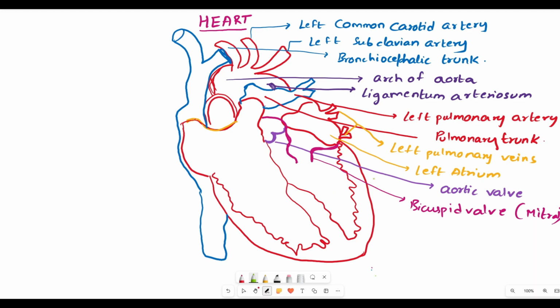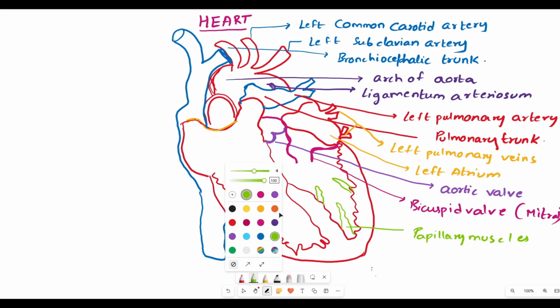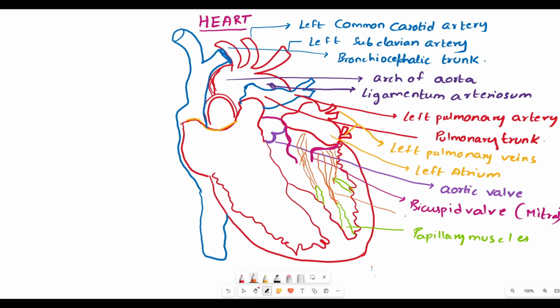At the below positions, we will be having some small muscles which will be looking like this. So these are called as the papillary muscles. And these papillary muscles will be again having some connections, these orange colored ones are called chordae tendinae. So this lower part is called as the left ventricle.